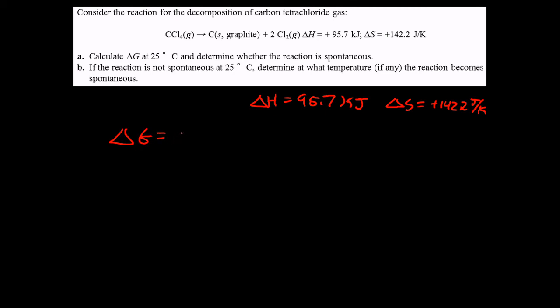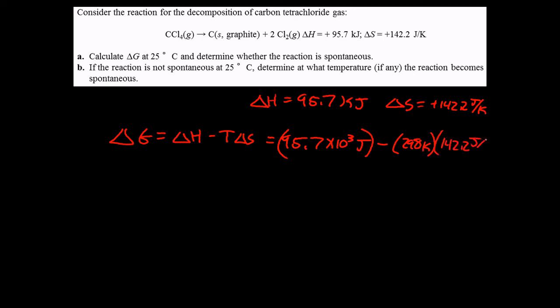Well, we know delta G is equal to delta H minus T delta S. So if we just plug in what we know, delta H is 95.7 times 10 to the third joules. And I'm doing that conversion there because I need the joules and the kilojoules to be in the same unit. So I'm just going to go ahead and put that one into joules. And then I have minus 298 Kelvin times 142.2 joules per Kelvin.